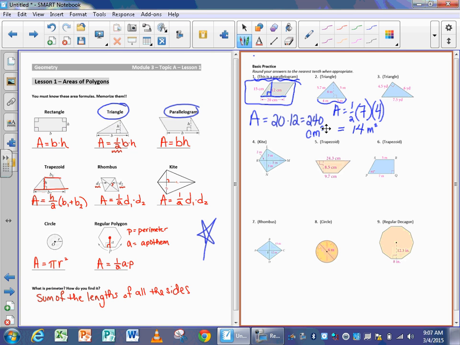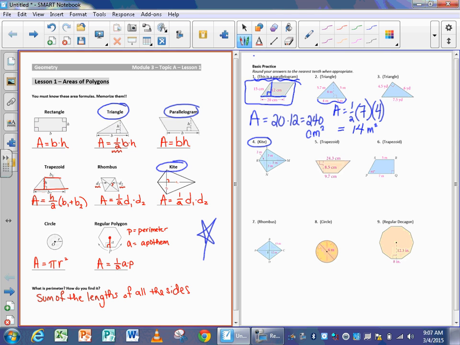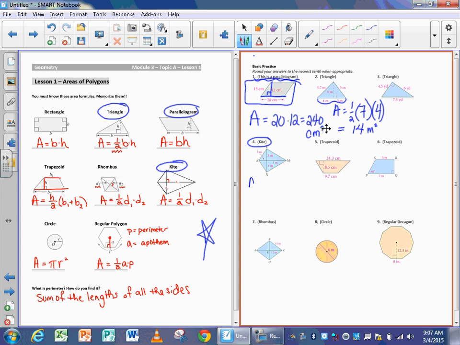All right, we're going to skip over the next one. We've already done triangles. Let's come down to this kite. So on number 4, we have a kite. Kite formula's here. 1/2 the product of the diagonals. So my area is 1/2. This diagonal, 2 and 5 makes 7. And this diagonal, 3 and 3 makes 6. So 1/2 of 42, which is 21 square meters.